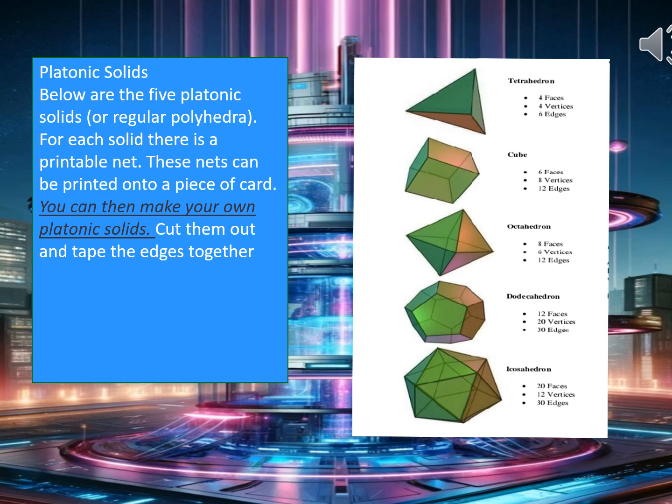Platonic solid. On the picture, there are 5 platonic solids, or regular polyhedra. For each solid, there is a printable net. This net can be printed onto pieces of card. You can make your own platonic solid, cut them out, and tape the edges together.